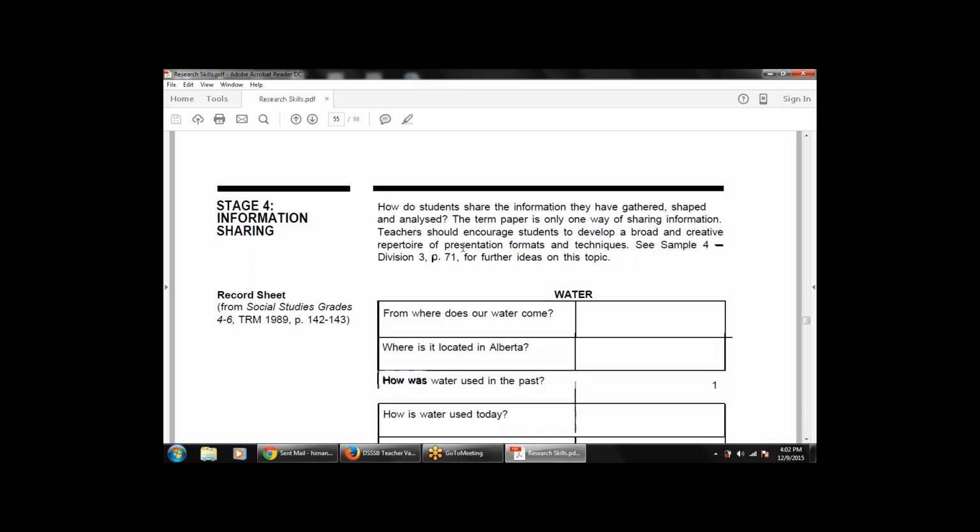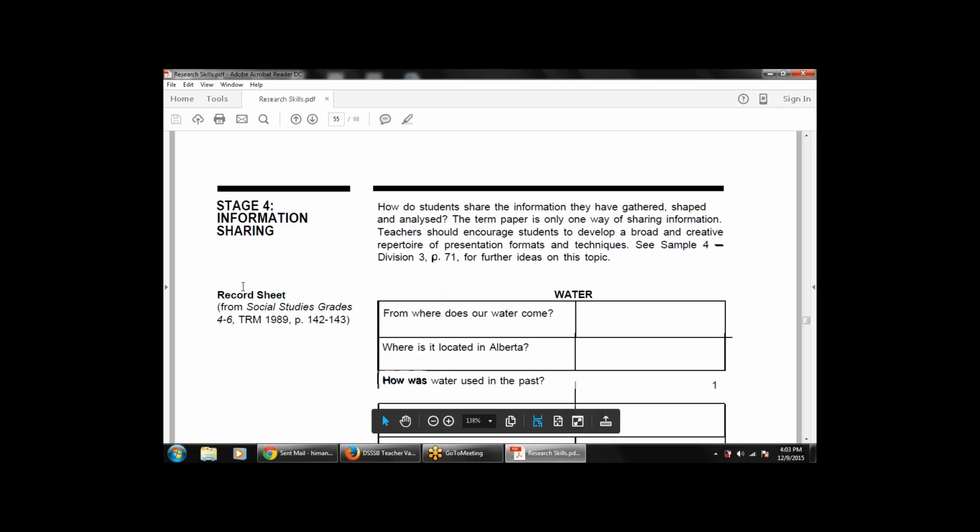How do students share their information? There are multiple methods by which they can share their information, like record sheet, display board, bulletin board. That is stage number 4. So let's start with these activities. The first is a record sheet.